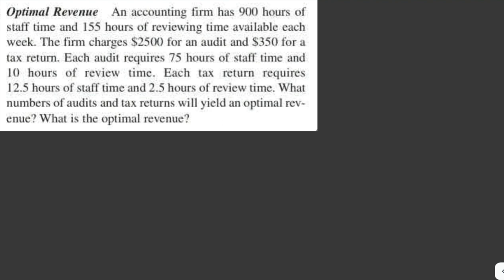An accounting firm has 900 hours of staff time and 155 hours of reviewing time available each week. The firm charges $2,500 for an audit and $350 for a tax return. Each audit requires 75 hours of staff time and 10 hours of review time. Each tax return requires 12.5 hours of staff time and 2.5 hours of review time. What numbers of audits and tax returns will yield an optimal revenue? What is the optimal revenue?